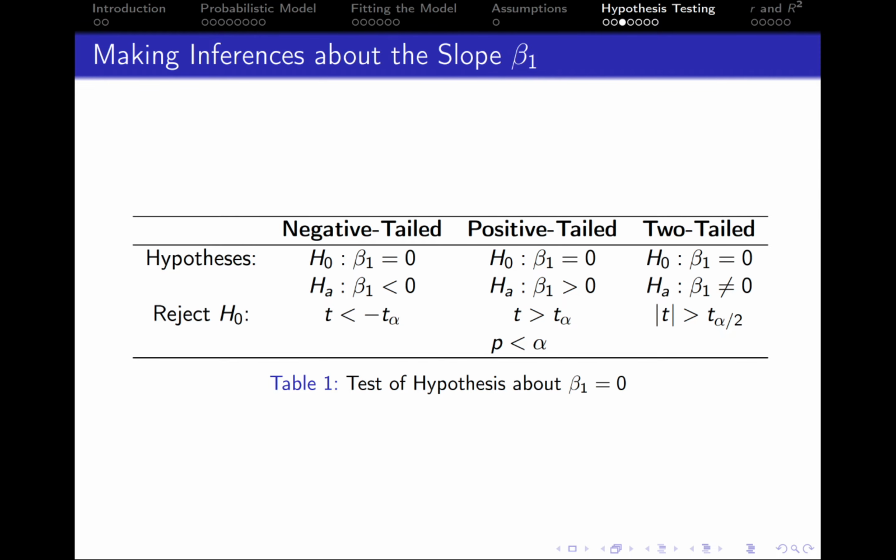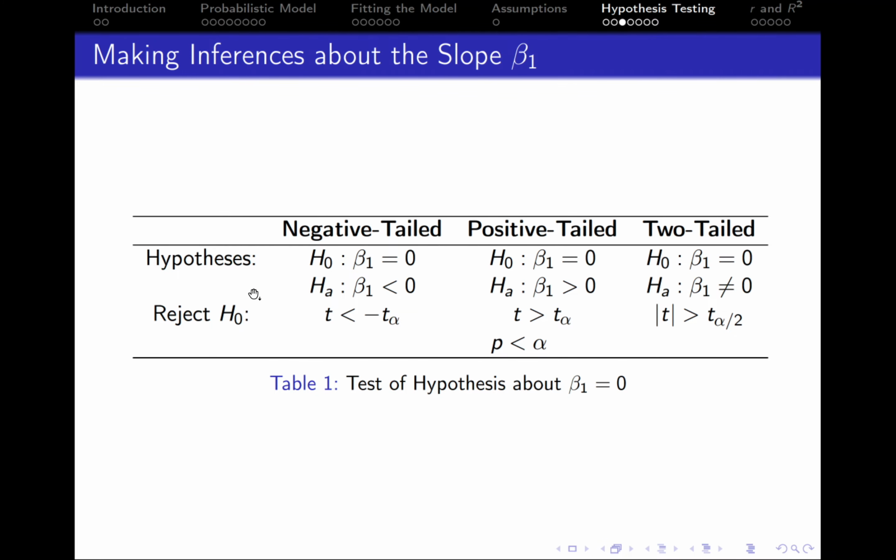And here is the table which quickly summarizes the three types of tests we've got: negative-tailed, positive-tailed, and two-tailed test. The null hypothesis is the same as always, that beta 1 is equal to 0, and the alternative hypothesis is different for each test. In case of the negative-tailed test, the alternative hypothesis is that beta 1 is lower than 0. In case of the positive-tailed test, the alternative hypothesis is that beta 1 is higher than 0. And as for the two-tailed test, beta 1 is not equal to 0.